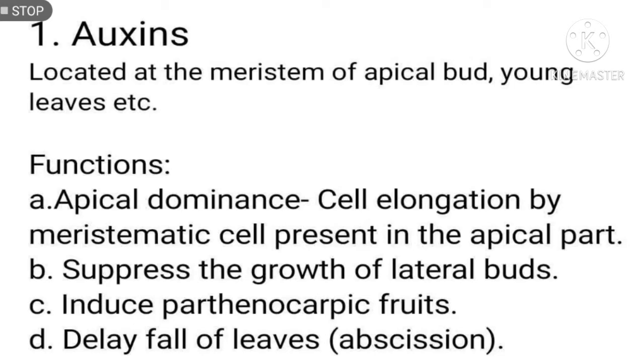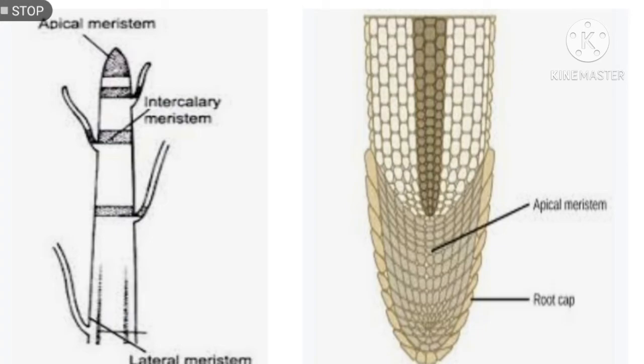Firstly, we are going to study about auxin. The primary function is apical dominance. What is apical dominance? Apical dominance is the cell elongation by meristematic cells present in the apical part. There are shoot apex and root apex. You can see here in this picture root apex and shoot apex.